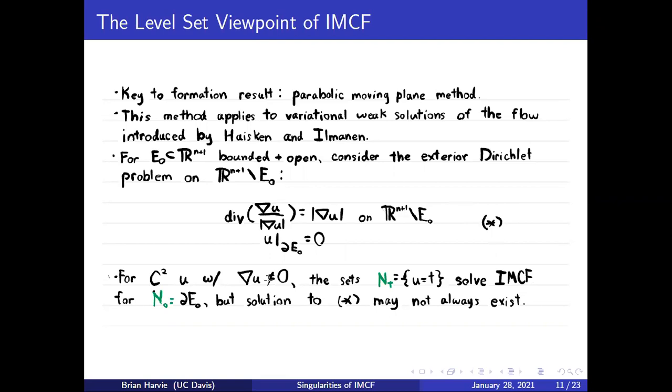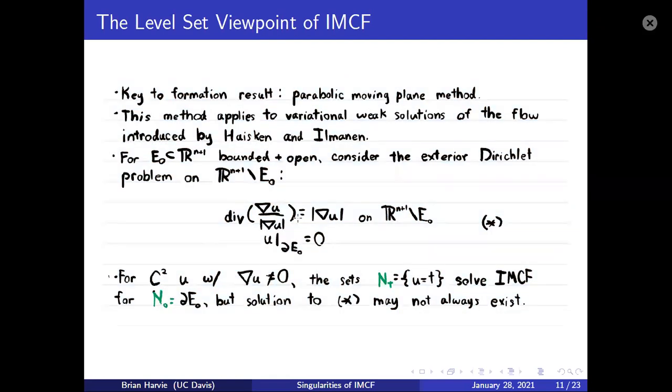If you have a u solving star with non-vanishing gradient, what you can show is that its level sets, the set of all points where u equals t in this domain, will form a classical solution to the inverse mean curvature flow, where the initial data is taken to be the boundary of E_0. The problem is that solutions to this exterior Dirichlet problem do not always exist, because of course you don't always have global classical solutions to inverse mean curvature.